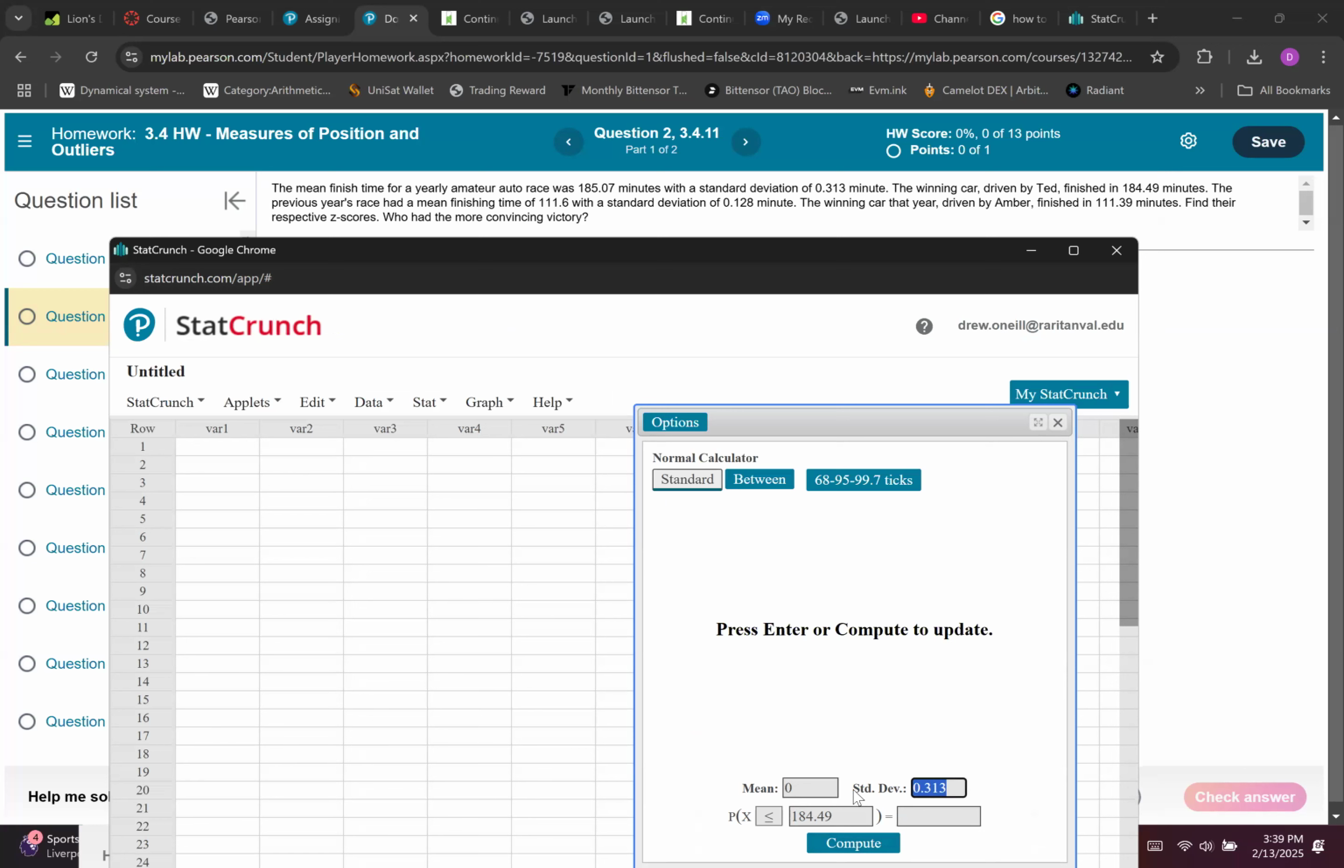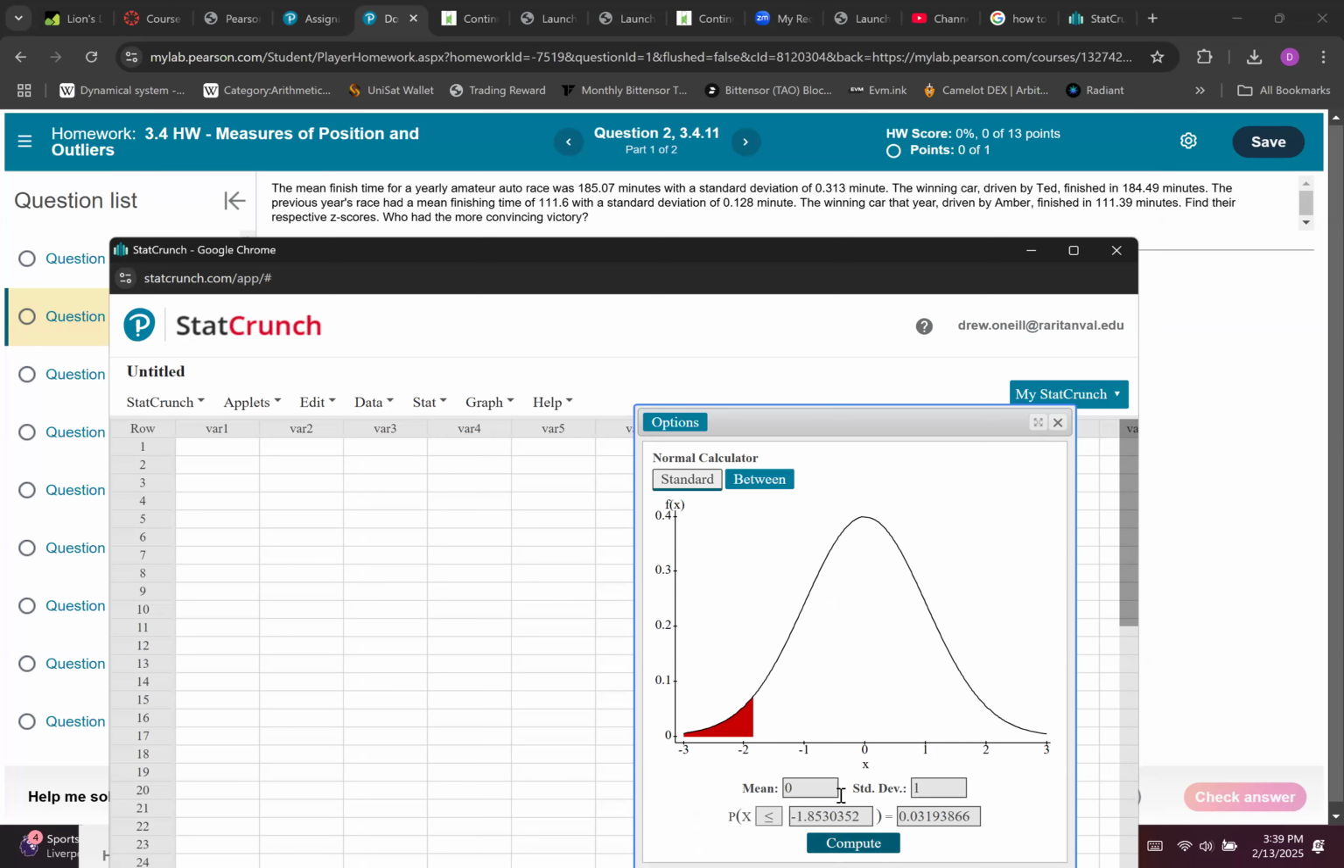Okay. So what we're doing is we're saying the area that was associated with his score, what would that be if you translated it or mapped it to the regular normal? And that would be a z-score of negative 1.85. Okay. So put that.